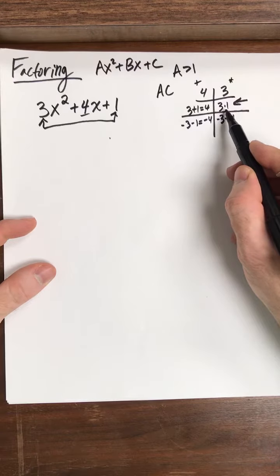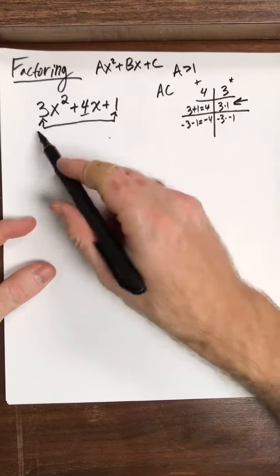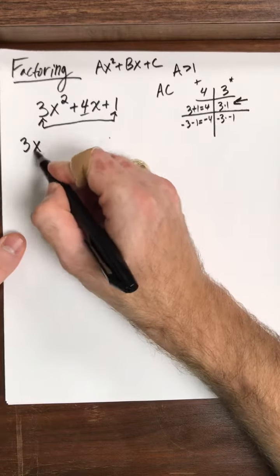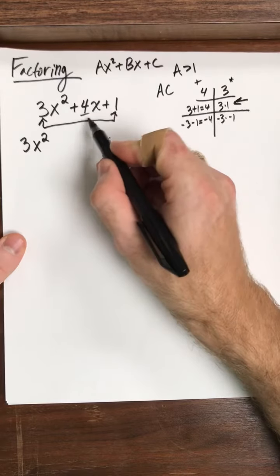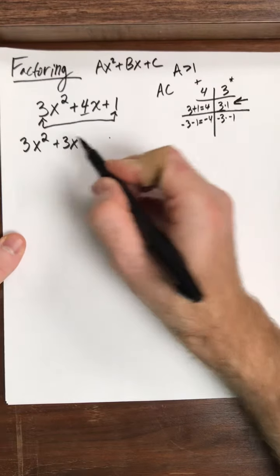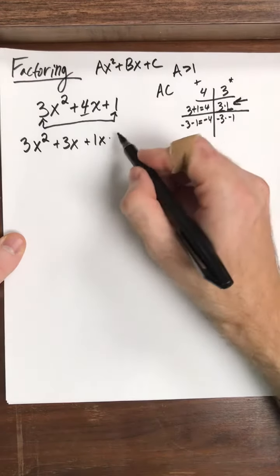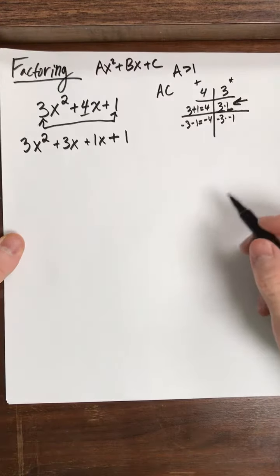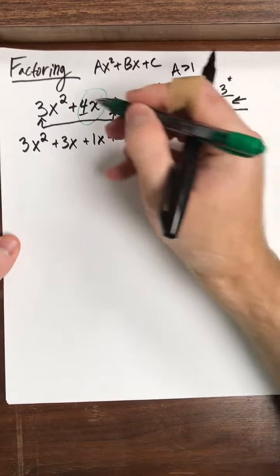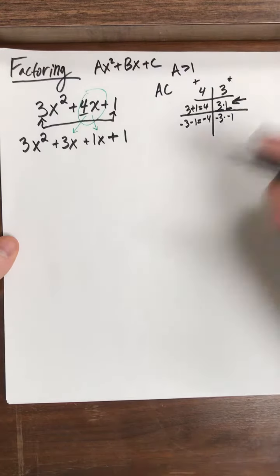So these two numbers right here, these factors tell me how to break up this 4x. So I'm going to rewrite this as 4 terms. I'm going to write this as 3x squared. Now instead of writing 4x, I'm going to say plus 3x for that 3 right there, and plus 1x for that 1 here. And then plus 1. So I just want you to see that this 4x term gets broken up into 3x here plus 1x here.